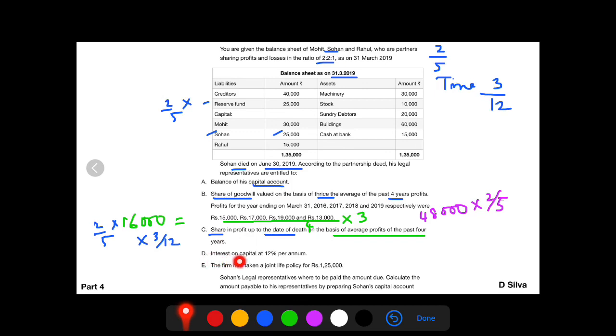Next, interest on capital at 12% per annum. So the capital is 25,000. You need to multiply by rate into time, which is 3 divided by 12.